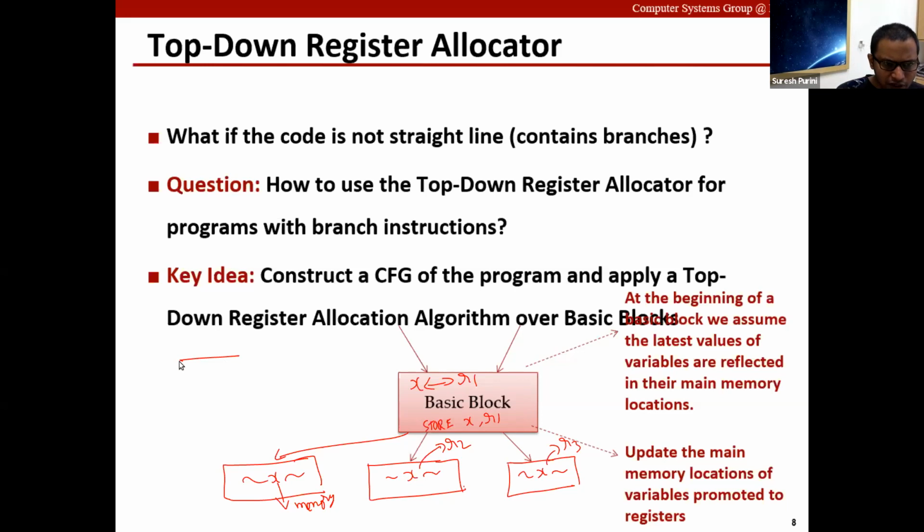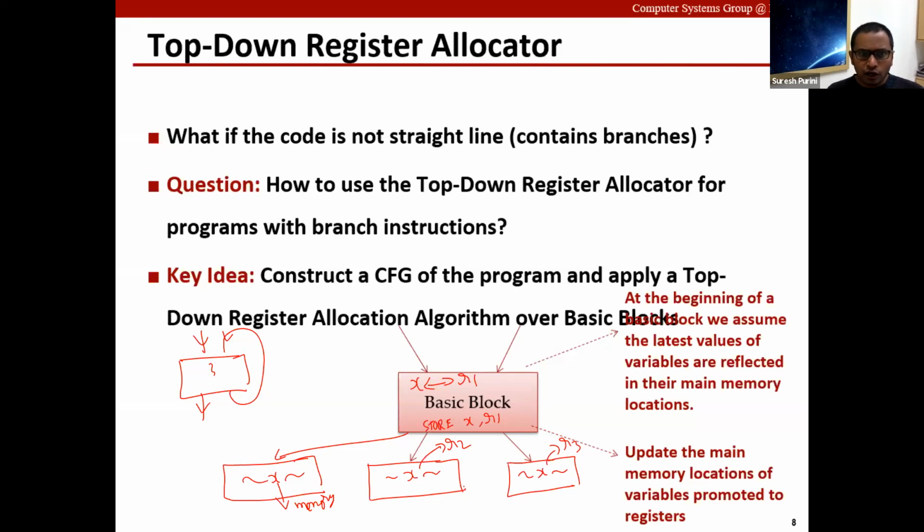So for example, if you have a loop like this, then you are doing lots of computations here. You store the variable x in the memory. You go back to the beginning of the basic block. You load the contents of variable x into a register again, and this keeps going on. So you end up generating lots of unnecessary main memory accesses.